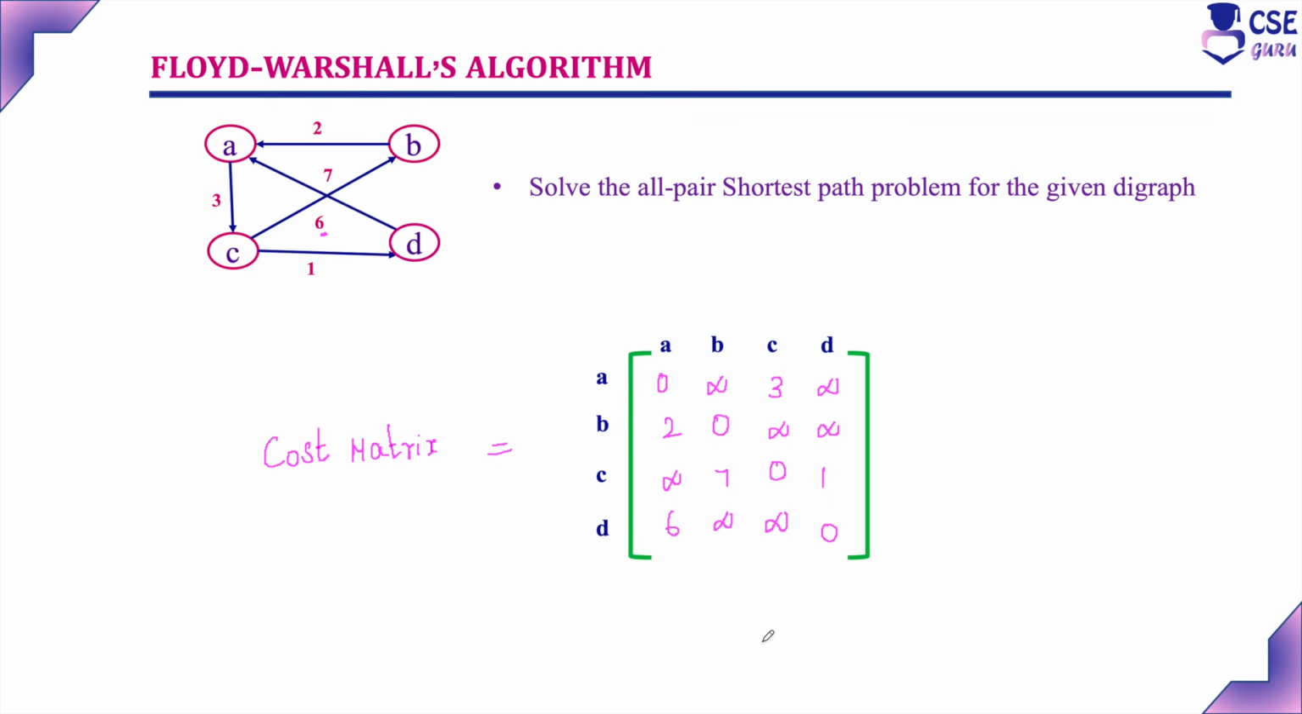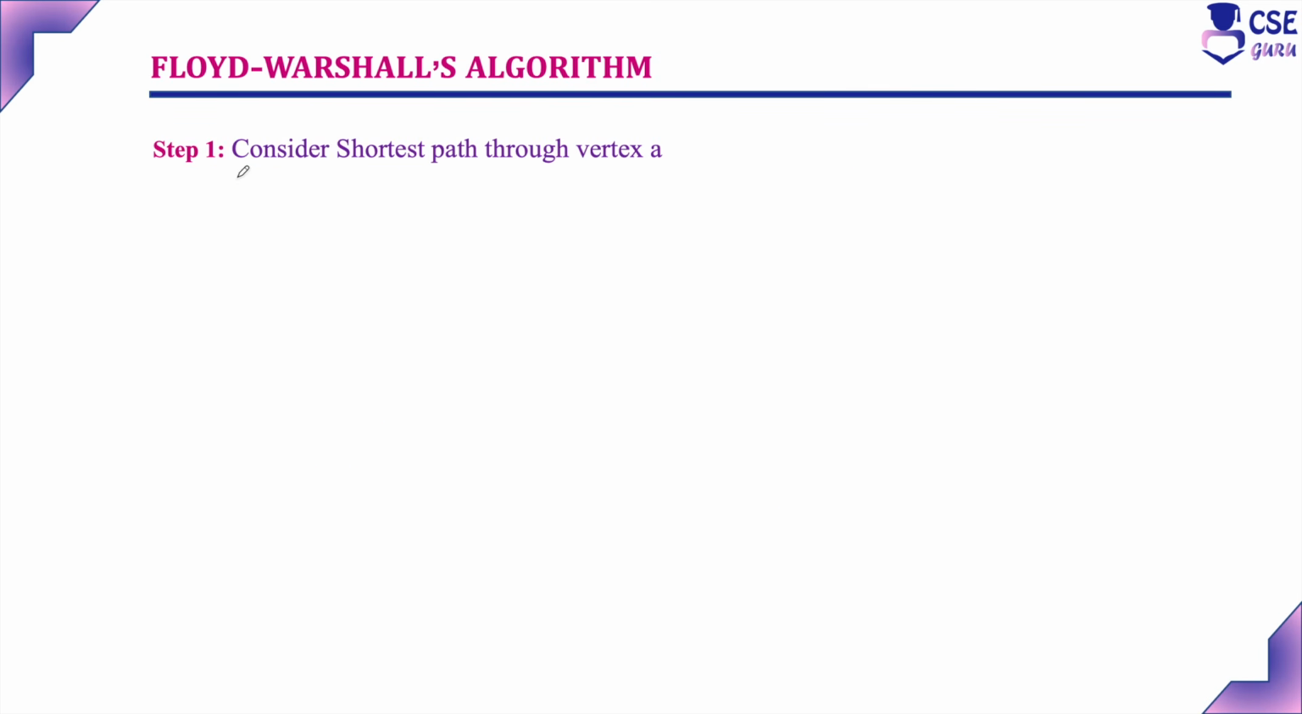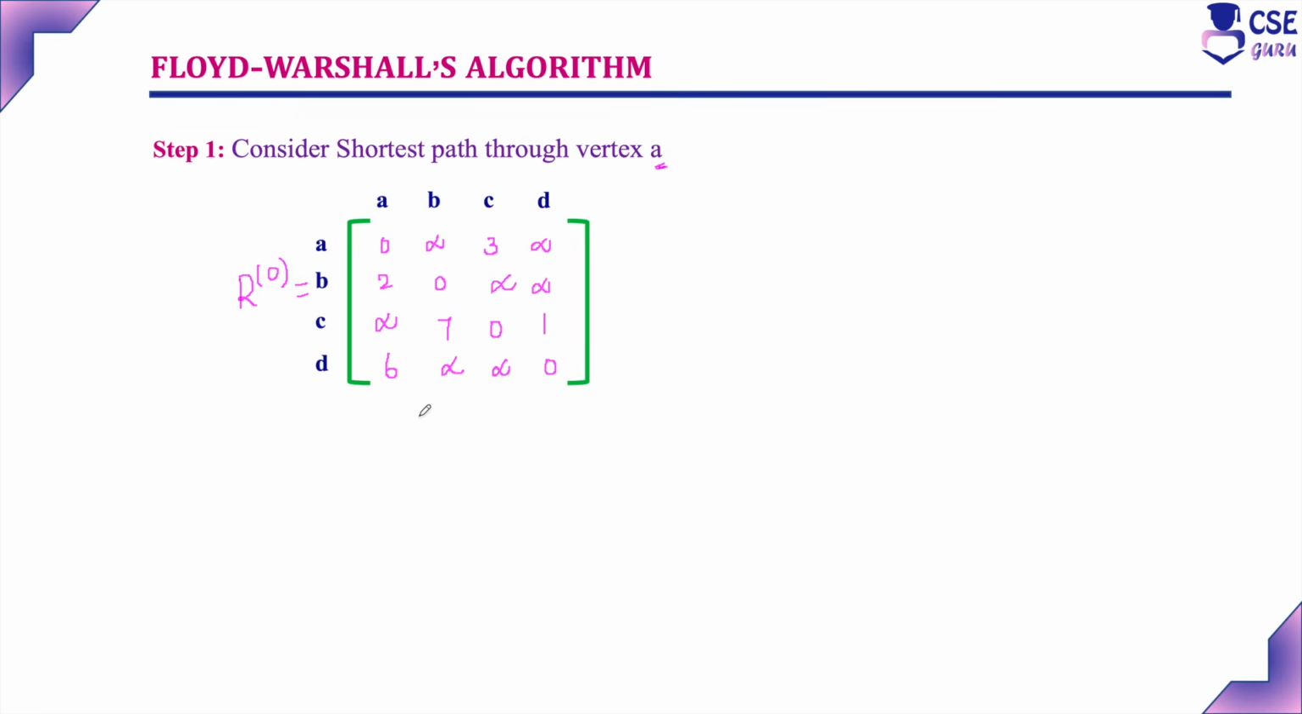With the help of this cost matrix, we will consider a path through each vertex and find the shortest path. Step 1: consider the shortest path through vertex A. Through vertex A, what is the shortest path to all other vertices that we need to find? With the help of this cost matrix, we will find the new matrix, which we will call R of 1.